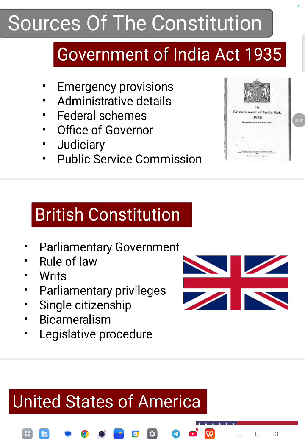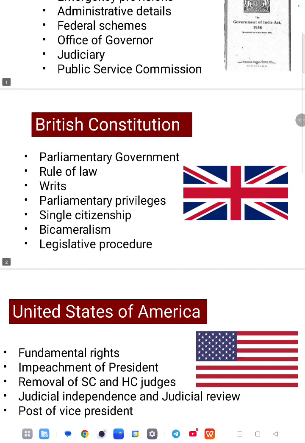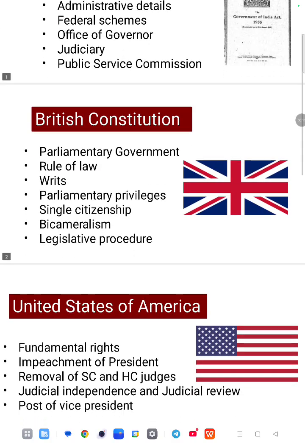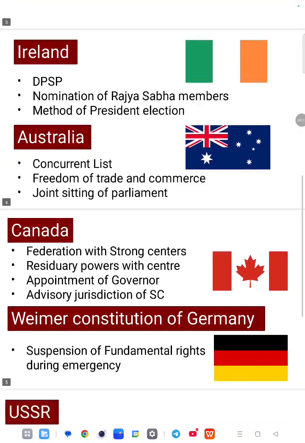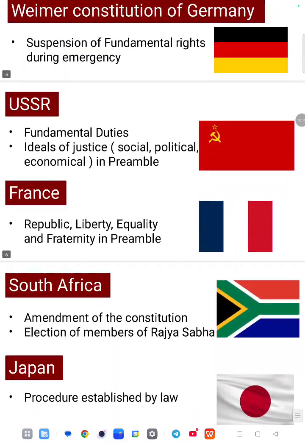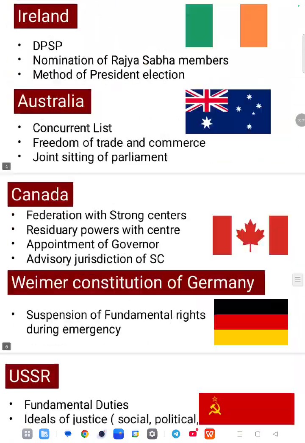So now we'll read about the source of the Indian Constitution. There are so many sources like the Government of India Act, first which is 1935, then we have taken some things from the British Constitution, then from the USA Constitution, Ireland, Australia, Canada, Germany, France, South Africa, and Japan.